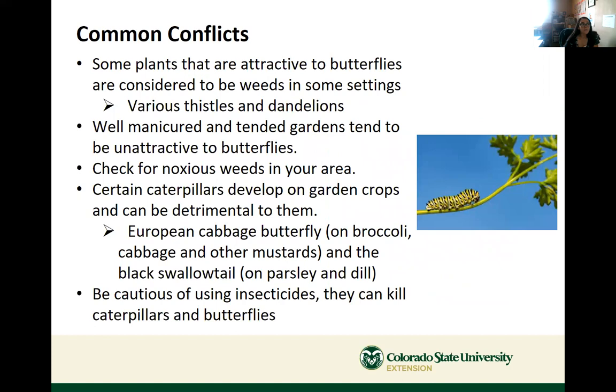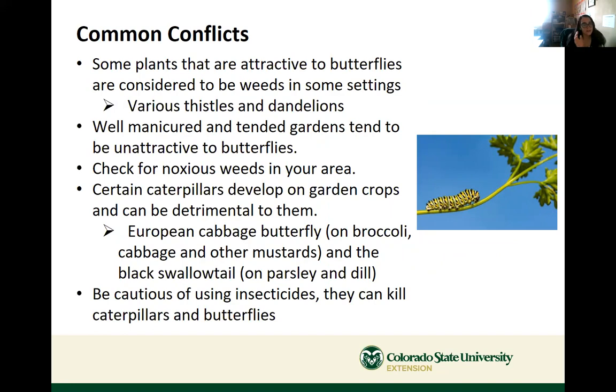There are some common conflicts when it comes to the butterflies, particularly for the caterpillars. Some plants that are attractive to butterflies are considered to be weeds. So we talked about this with the bees, but thistles, dandelions, we might be wanting to get rid of them, but the butterflies would prefer if we kept them. Well-manicured and tended gardens are typically unattractive to a butterfly. So a messy natural garden is what they're looking for. It's good for me too. Of course, you do want to check for noxious weeds. You don't want to be growing noxious weeds, but sometimes maybe slack off on weeding a little bit.